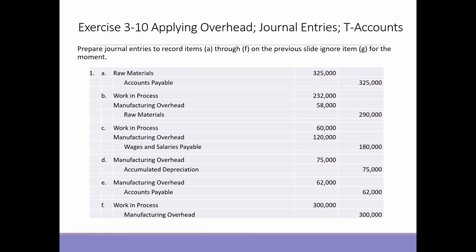Then related to our depreciation on the equipment, we debit that to manufacturing overhead of 75,000. We credit our accumulated depreciation of 75,000. Manufacturing overhead for odds and ends, 62,000. Credit our accounts payable, 62,000. Then we apply the manufacturing overhead to work in process, a debit of 300,000. We credit our manufacturing overhead for 300,000.